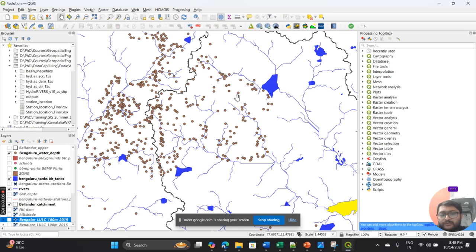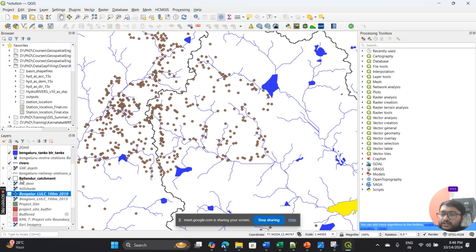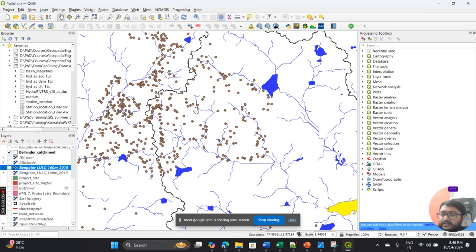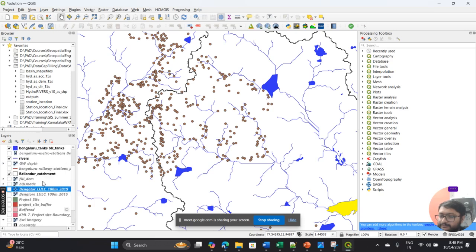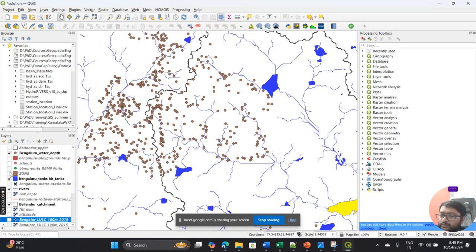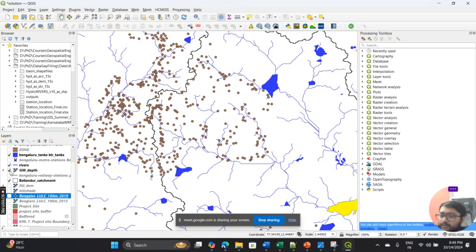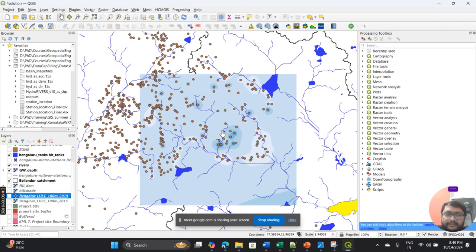Further, how we can utilize this is we can use the interpolation tools. After using the interpolation tools, we can generate a raster of this particular depth. Once you do this, it will generate a raster layer like this, and it will tell us which region has groundwater near the surface, or which has more depth, where we have to dig more if we want to get the groundwater.